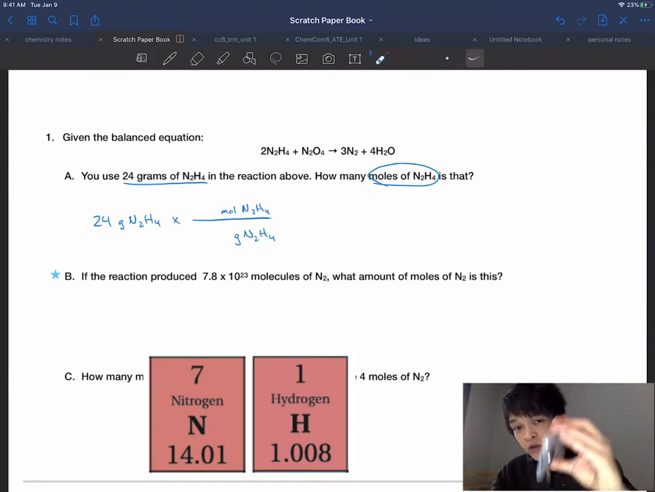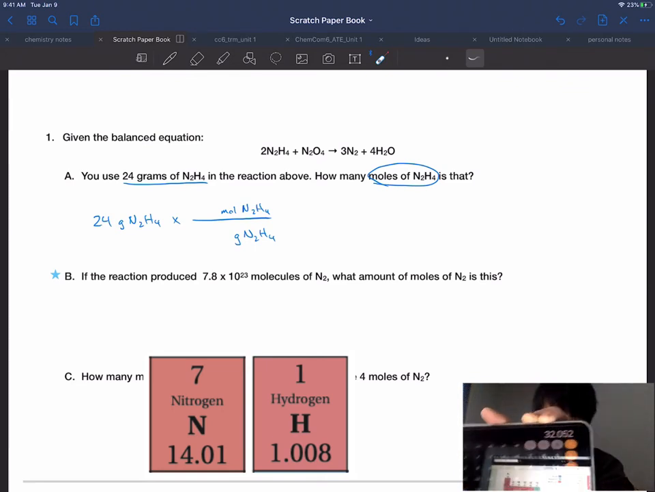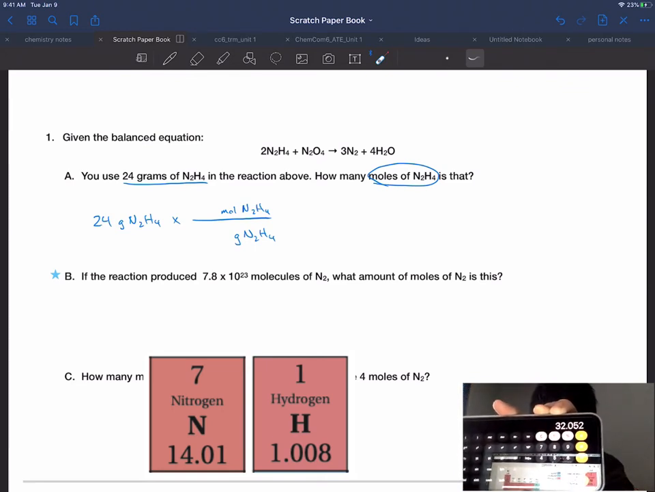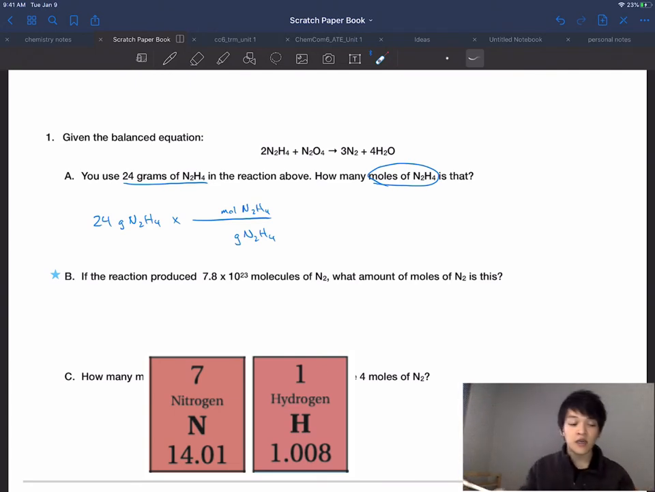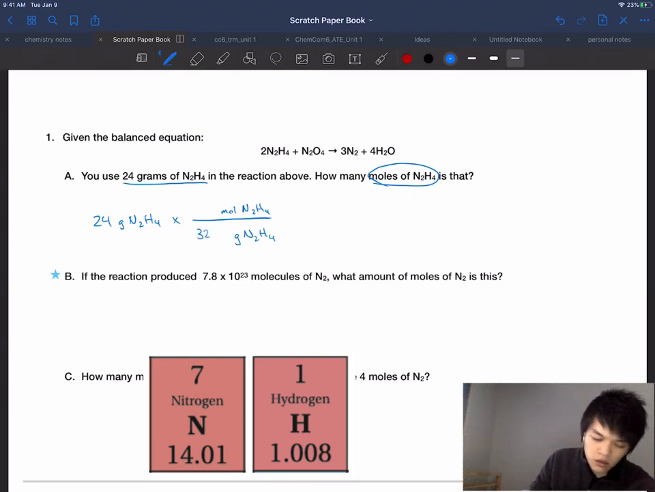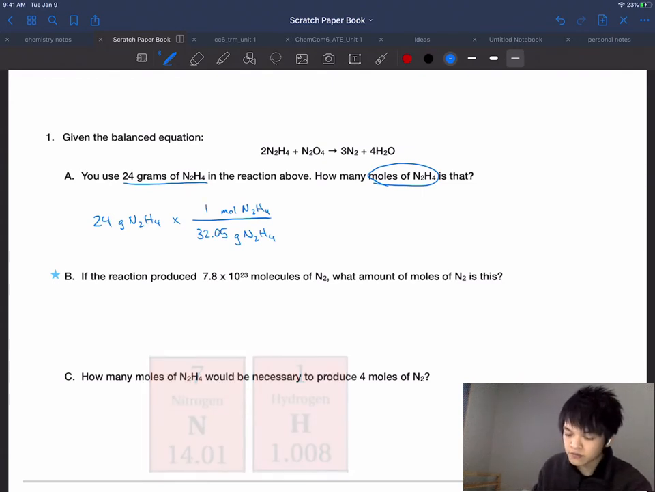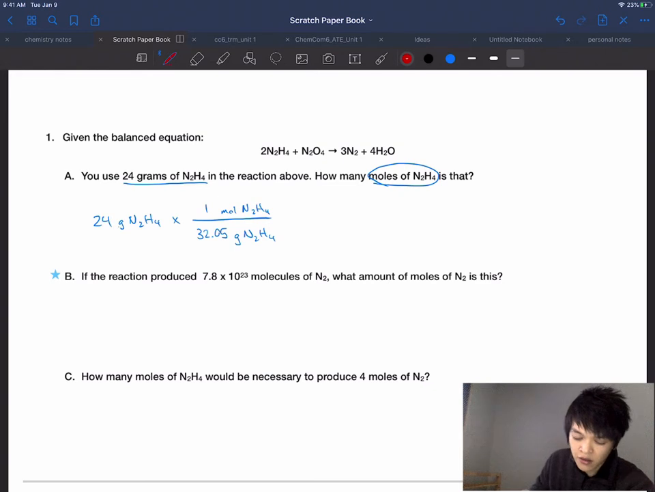Okay, I'm getting a molar mass of 32.05. That's how many grams there are for 1 mole of N2H4. All right, the unit that cancels out here is grams of N2H4. The unit that we're left with is moles of N2H4. That's what we want. So I'm going to go ahead and throw in the equal sign.